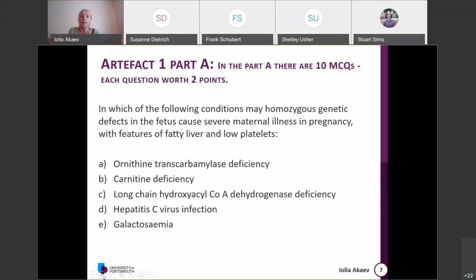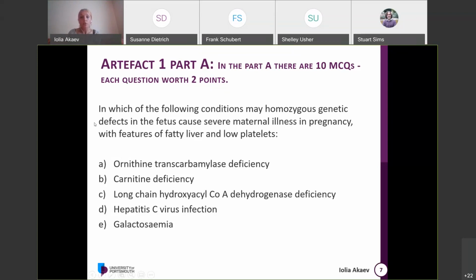Then there are some questions from artifact 1, from the MCQs. We divided the MCQs into 2 parts. The first 10 questions of the MCQs were quite straightforward, and they were 2 points each. The questions were formed in a way that once you read the paper, you are able to locate a couple of sentences on the question, and you can work out the answer.